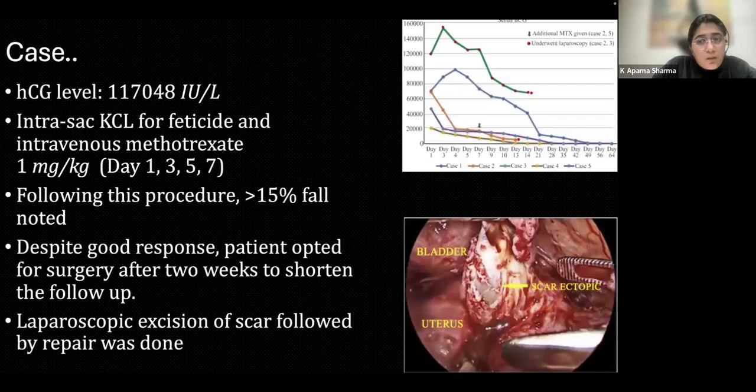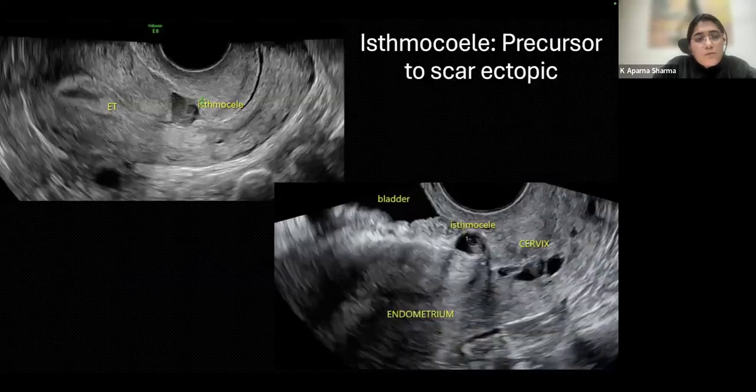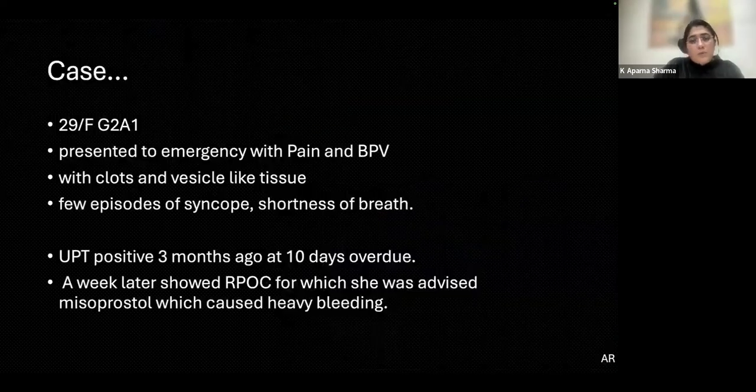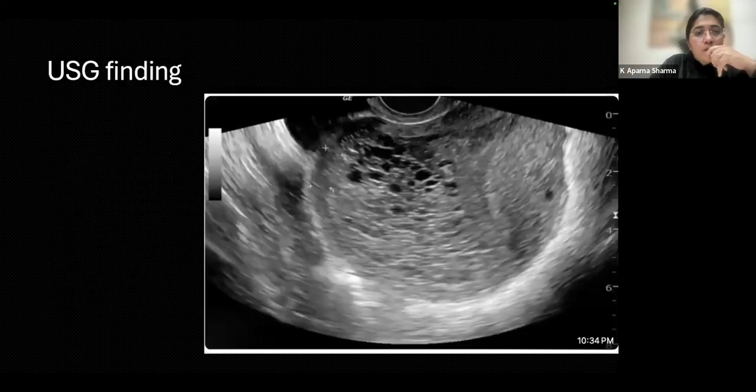So we regularly see a lot of cases of scar ectopic, which we have managed over the years, and isthmocele is something which is again predisposing. So just to talk in brief about the last case, Dr. Arka, is this particular finding. Could you just talk about it?